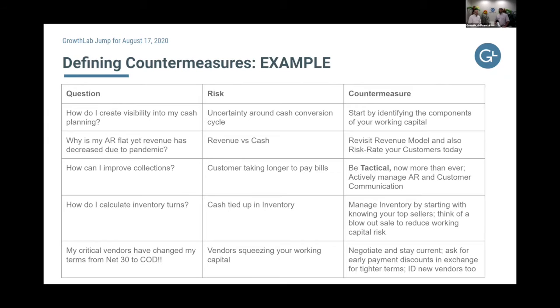So the next question is still around AR. If a customer is taking longer to pay the bills, how can I improve collections? Well, you know, that's always harder, right? So the risk here, of course, is the economic impact that this is having on your customers. So here's where you've got to be super tactical.